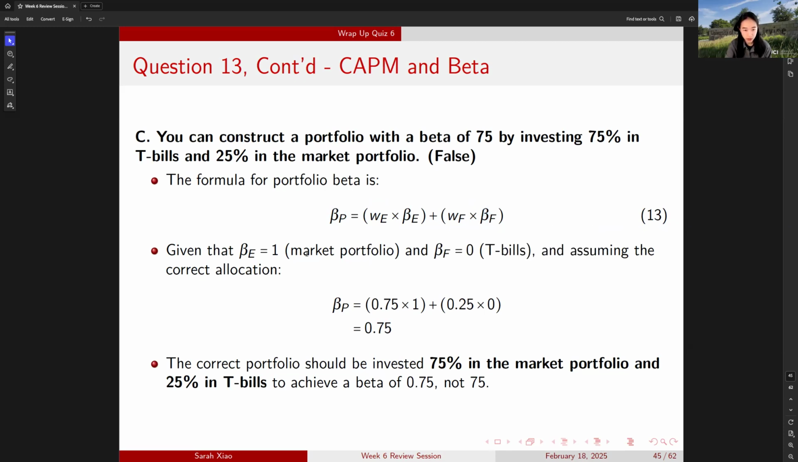Given that the market portfolio has a beta 1 and the treasury bill has a beta 0, and assume the correct allocation, we can plug in numbers to get a portfolio beta to be 0.75. Therefore, we will get a beta of 0.75, not 75 as stated in option C. So C is also incorrect.